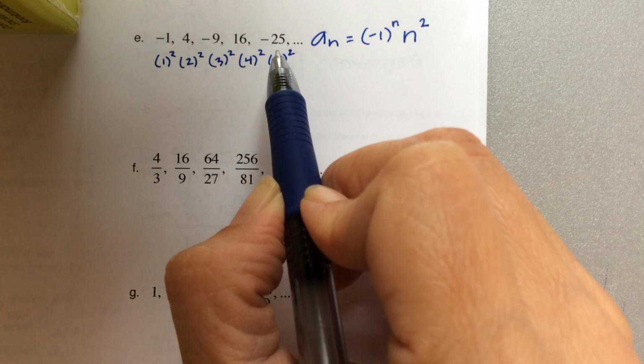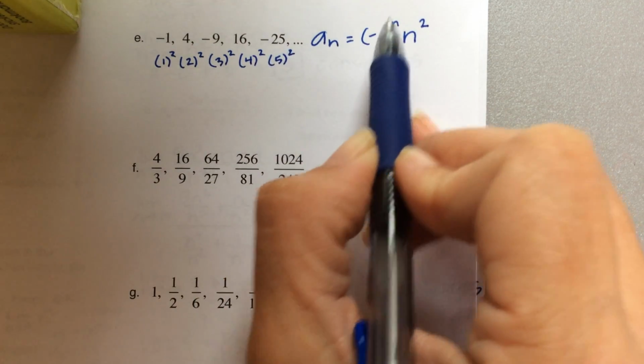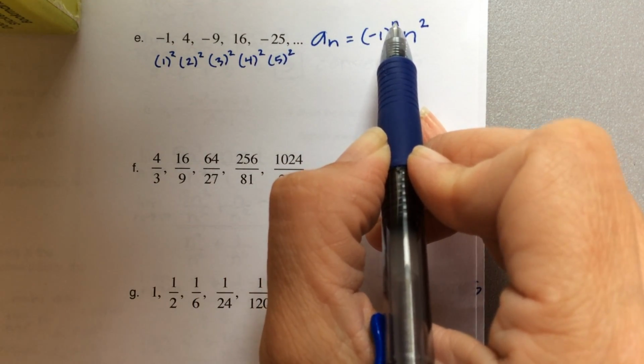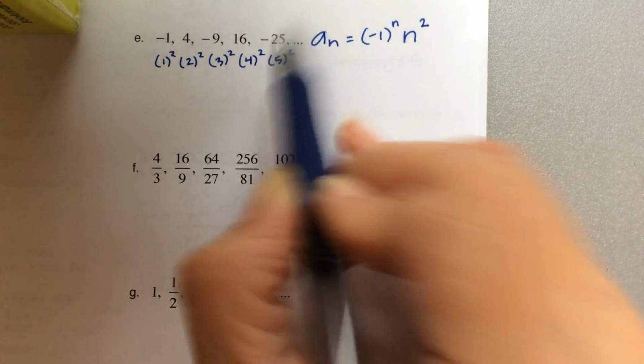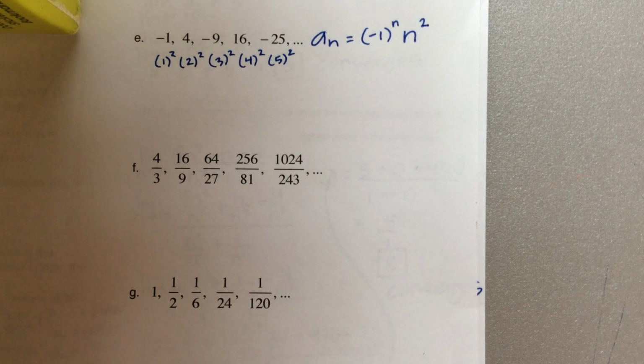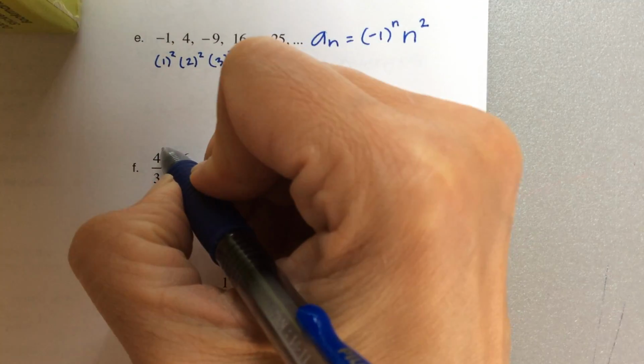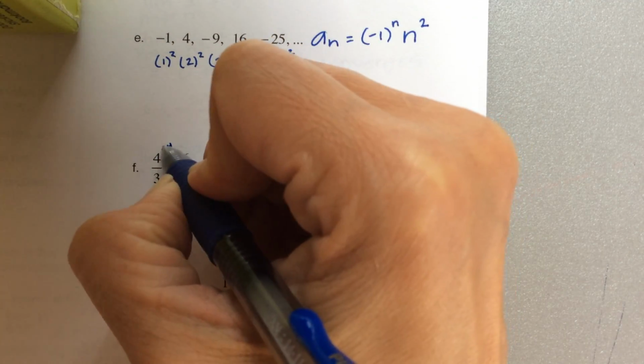Okay, so I'm going to use the fifth term to check it this time. Negative 1 to the fifth power is negative 1, and 5 squared is 25. Negative 1 times 25 is negative 25, so that one works out there. Moving on to F, you have to take a look at your powers here. This one is now going up by multiplying by 4.